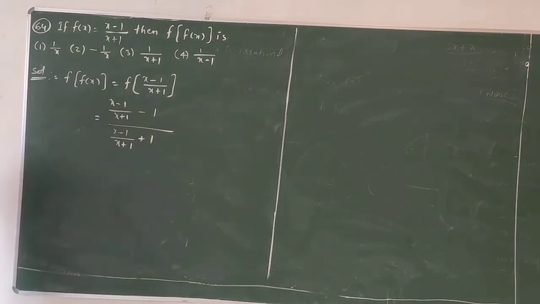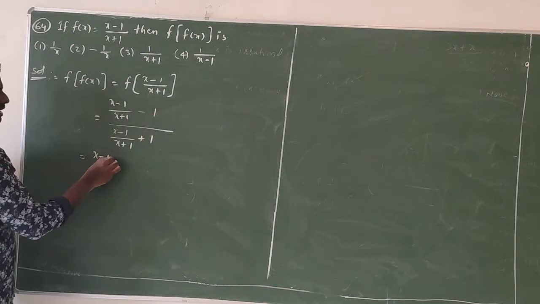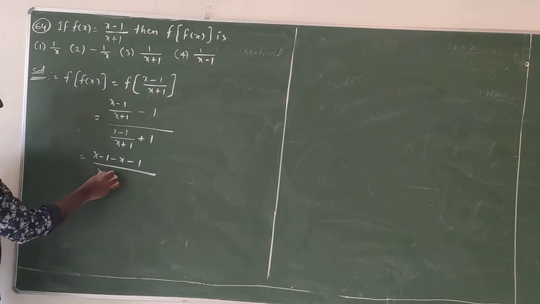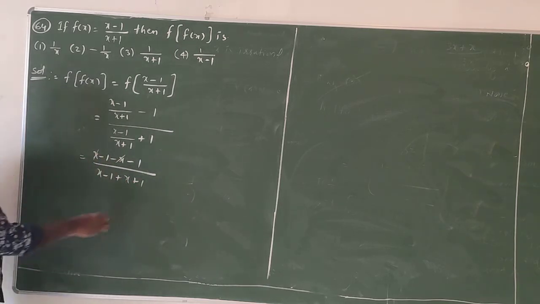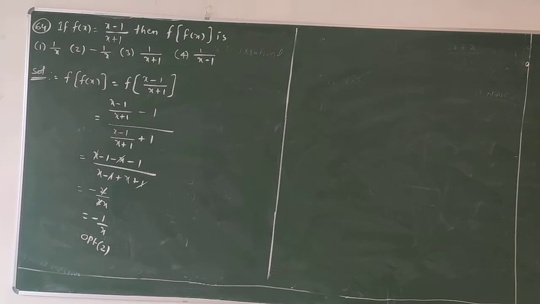Both are having the same LCM. Then x minus 1 minus x plus 1 by x minus 1 plus x plus 1. Now here x gets cancelled and 1 gets cancelled. Then what you will get? Minus 2 by 2x, again 2 gets cancelled, then the answer is minus 1 by x. That is nothing but option 2 is the correct answer for this question number 64.